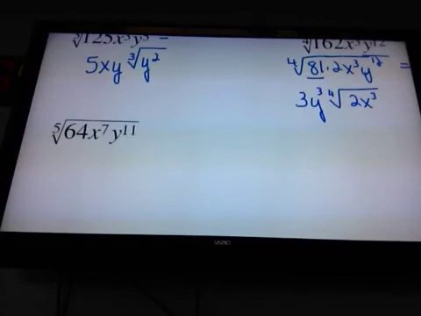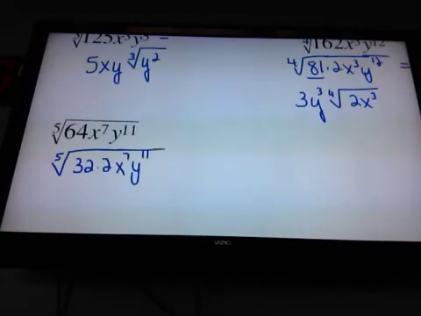I think this is my last one. Fifth root of 64. 64 does not have a fifth root, but it will break into 32 times 2. And then we'll leave our variables. So I have the fifth root of 32. That's 2. Fifth root of 2, I don't know.